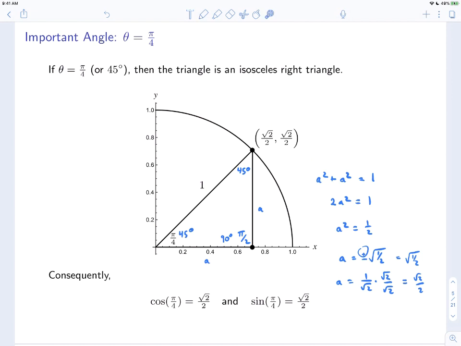Remember, the x-coordinate is how far off to the right we are, which we now know is square root of 2 over 2. And the y-coordinate is how high above the x-axis we are, and that's also square root of 2 over 2. So cosine of pi over 4 is square root of 2 over 2, and sine of pi over 4 is also square root of 2 over 2.